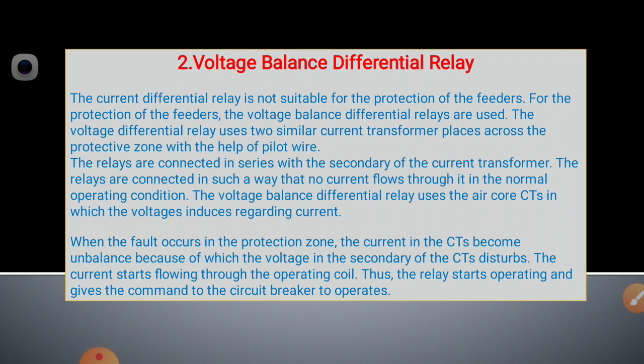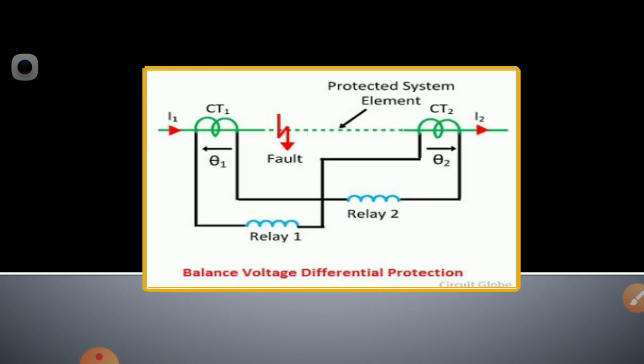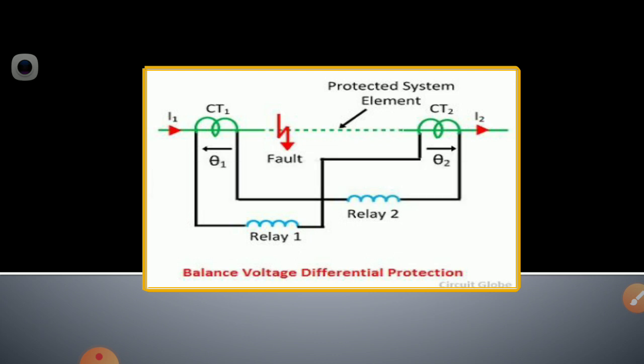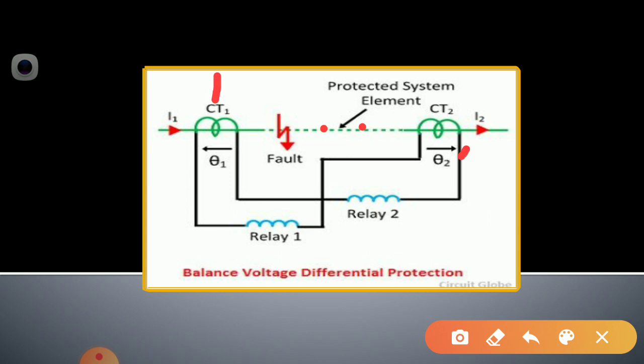So, the second type is the very simple voltage differential relay. So, here is the balanced voltage differential relay. Here again, the green dotted line is the protected element. On either side of the protected zone, CT1 and CT2, that is the current transformers, are installed. Two sets of CTs are installed.